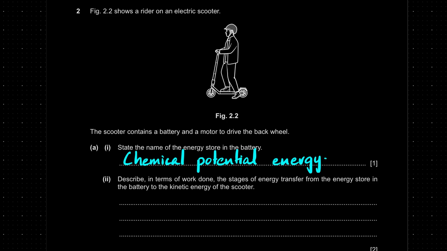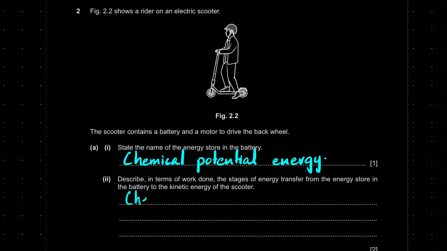Describe in terms of work done the stages of energy transfer from the energy stored in the battery to the kinetic energy of the scooter. So there's this battery which contains chemical potential energy, and you also have to link this here with the concepts that you've studied in electricity. The idea is that this chemical potential energy in the battery will first be converted into electrical energy by this closed circuit that the battery and the motor are connected in.